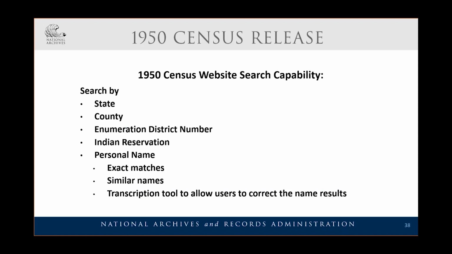As always, the more information a researcher brings to their search, the more successful they will be, since many people have the same or similar names. So knowing the person's county and state of residence would be very helpful.